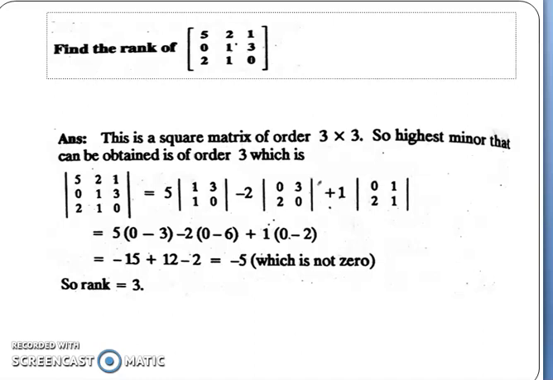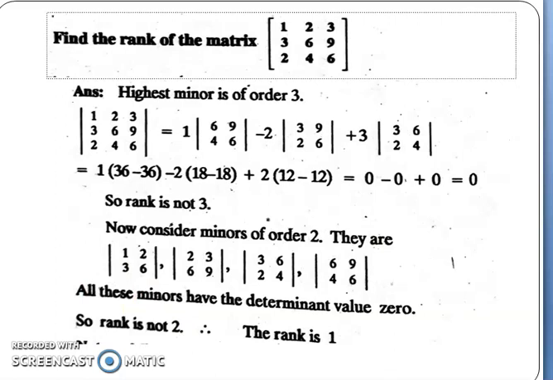We know that if the highest minor which is not equal to 0 is of some order, then its rank is that order. Here, the minor of order 3 is not 0, therefore the rank is 3. Another example, another 3 by 3 matrix. Find the rank of the matrix 1 2 3, 3 6 9, 2 4 6.